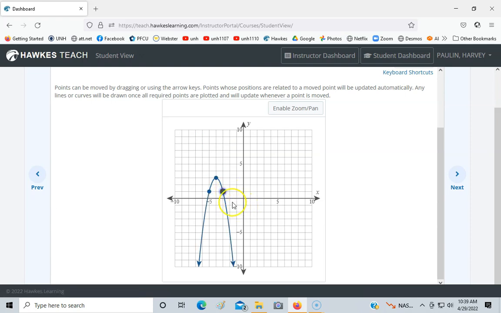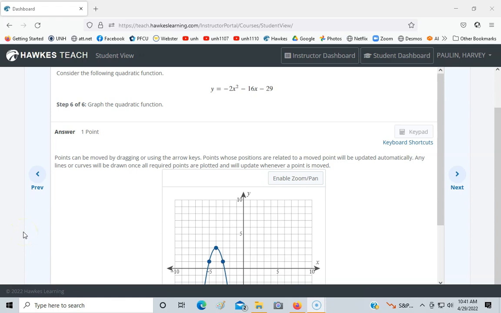And notice the other side forms and our y-intercept is off the graph. And I believe we're getting close to the end. And that is the last item. So hopefully helpful in putting answers into the software using the keypad.